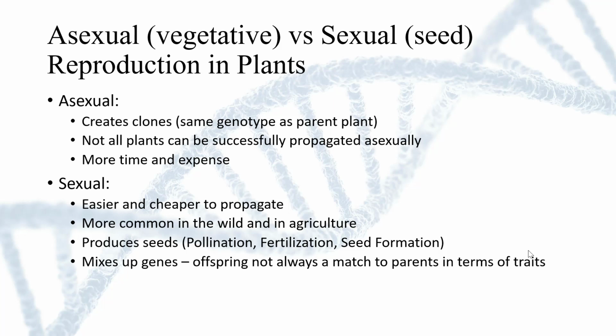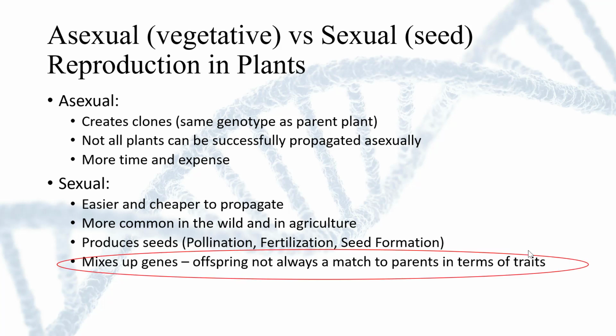And what sexual propagation or sexual reproduction does is that it mixes up the genes of the offspring. Whereas in asexual reproduction, your offspring are exact copies of the parents, this is not true in sexual reproduction. Because it's so important, I circled it just so you guys know. This is going to affect how we manage seeds in breeding programs, how we are able to breed certain traits, and so on. It's a really important aspect.